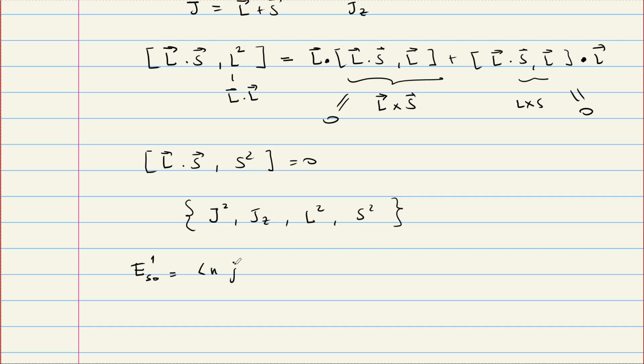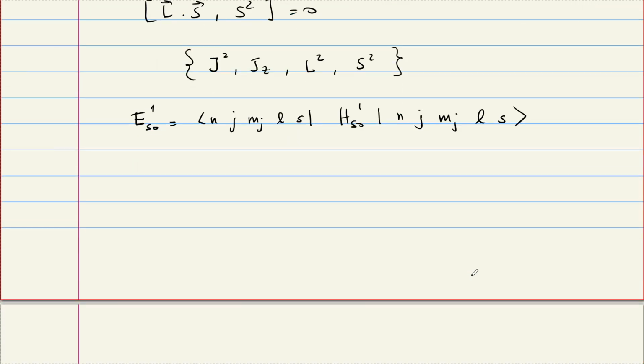J squared is going to have J, JZ is going to have MJ, L squared is L, and S squared is going to have S. So N, J, MJ, L, and S. But we don't have ML or MS. We broke that symmetry, so we have to be in the coupled basis. So let's calculate this. What is this? This is F of r times L dot S.